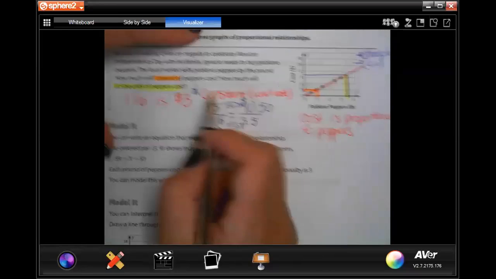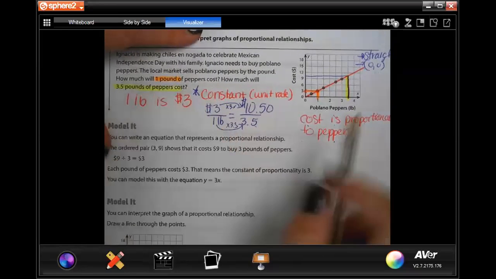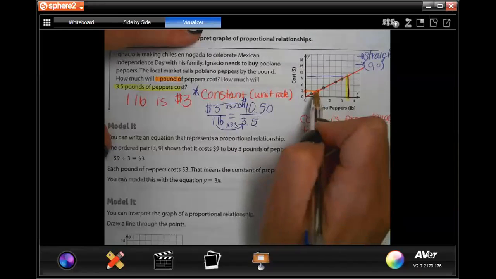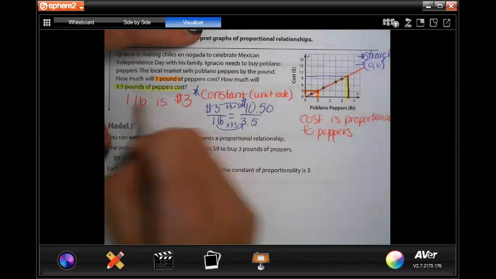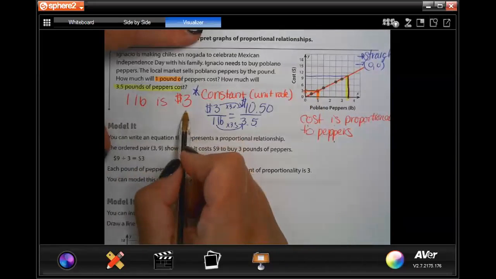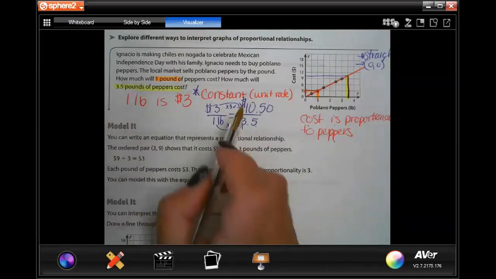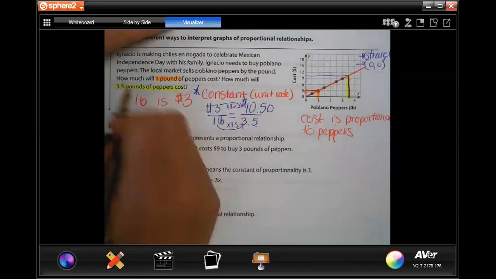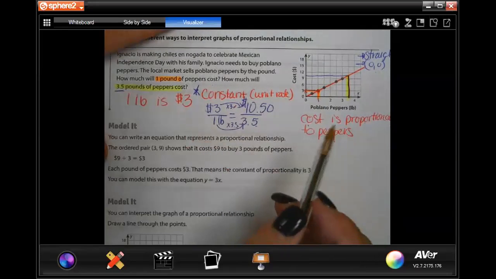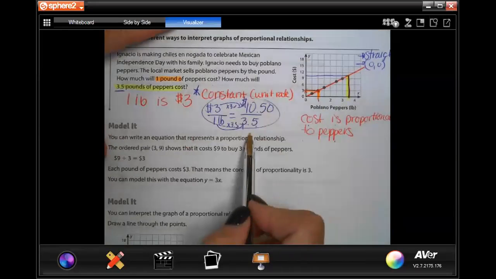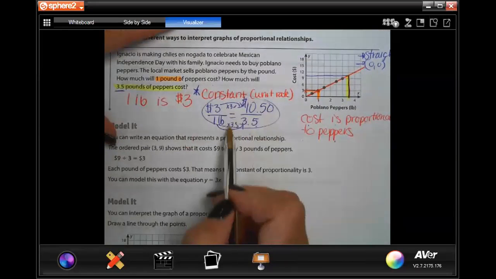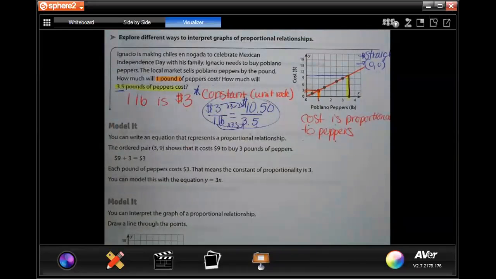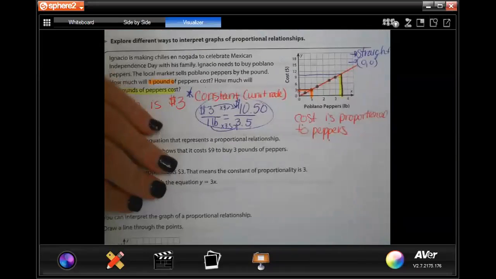Next, the question asks, how much will 1 pound of peppers be? So I go to 1 and I go up to where it crosses the line, then I go over to the cost and I find out that my cost is $3. That right there identifies the constant, which is the unit rate. So now to find out how much 3.5 pounds of peppers would be, I could set up a proportion. 1 times 3.5 is 3.5, so 3 times 3.5 is 10.5. All right, so that's kind of the skinny on that.